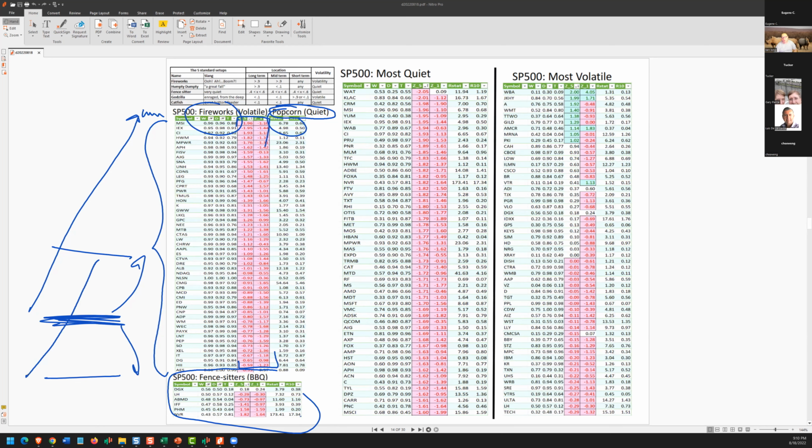The most quiet, there was nothing moving on the 1-day volatility. So quiet is as quiet does. But in the most volatiles, you're starting to see some movement already. Walgreens, AmeriCorps, I guess that is. VTR. Yeah. So those are the first movers, if you will.